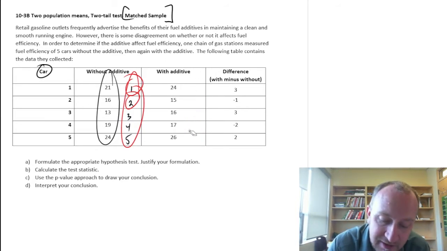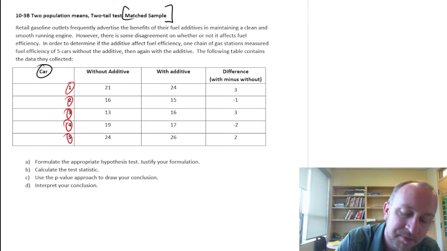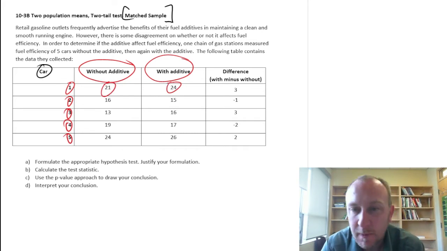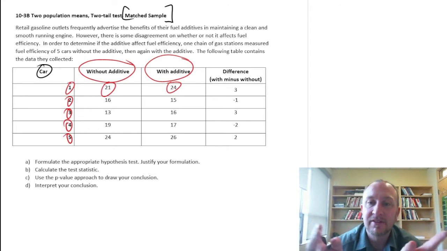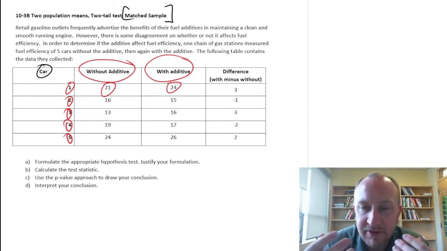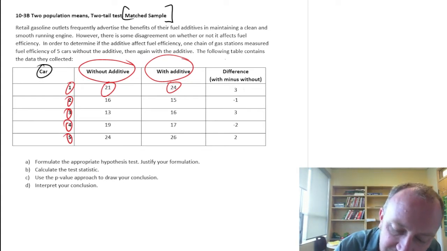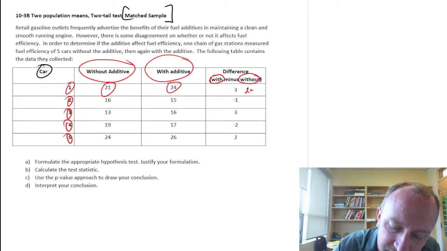In the matched sample design now, we eliminate that one source of variation by having just 5 cars, and I give all 5 cars both treatments. So I'm getting 2 data points from each of my 5 cars. By eliminating that one source of variation, the variability introduced due to the difference in cars, we now calculate those difference values. This difference value is calculated as with the additive minus without the additive. So this is 24 minus 21, 15 minus 16, and so on. So now we have all of these difference values.